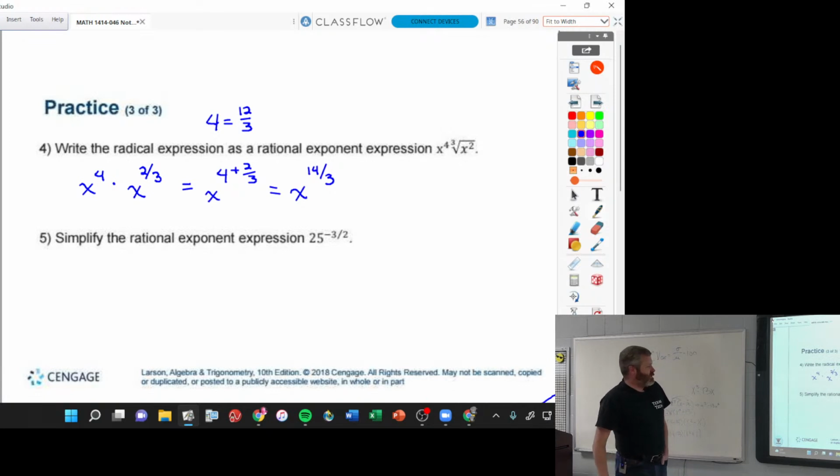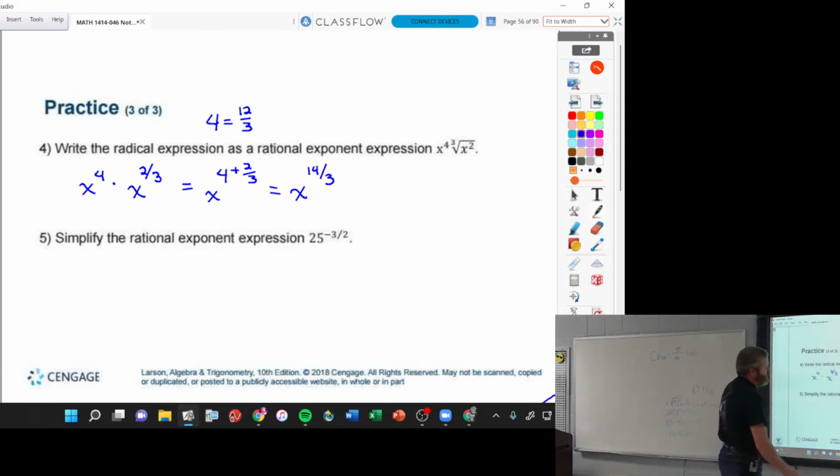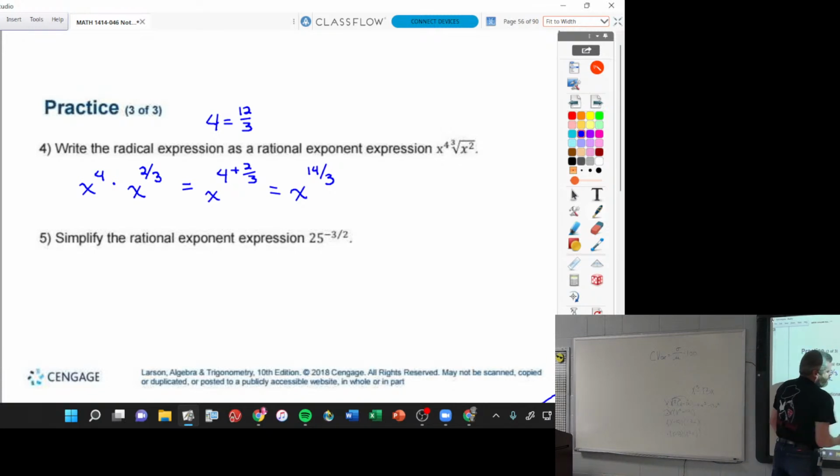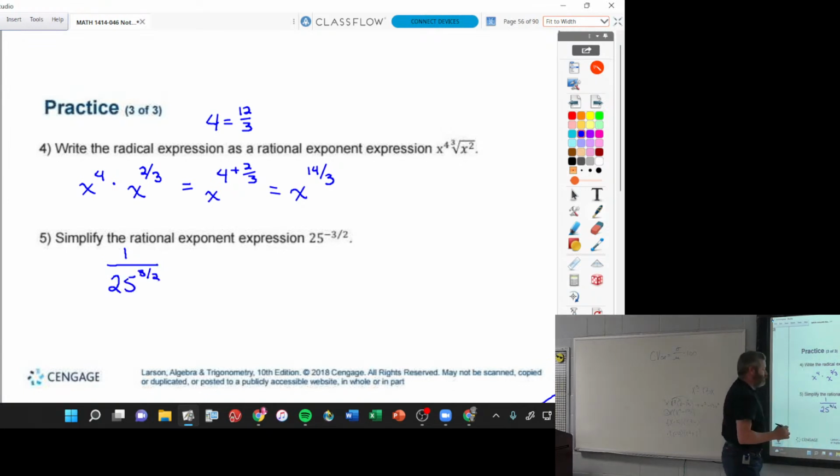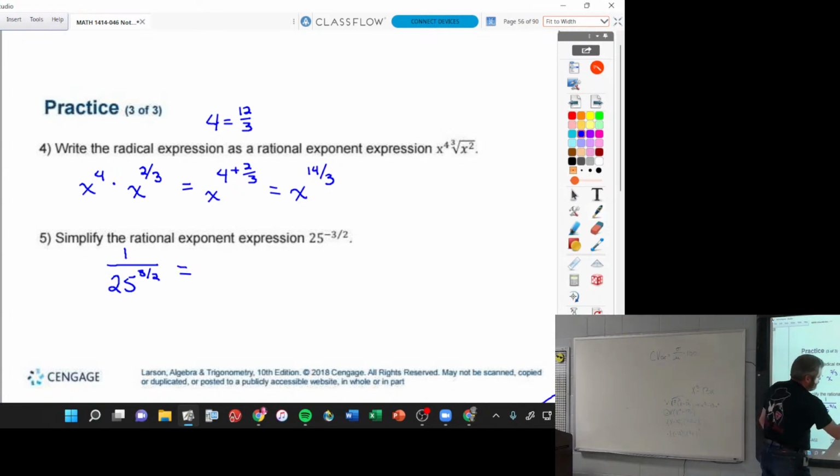Number 5, simplify the rational exponent expression. So I have a negative exponent. I'm going to change that first. So I have 1 over 25 to the 3/2 power. Well, that's the same thing as 1 over the square root of 25 cubed.